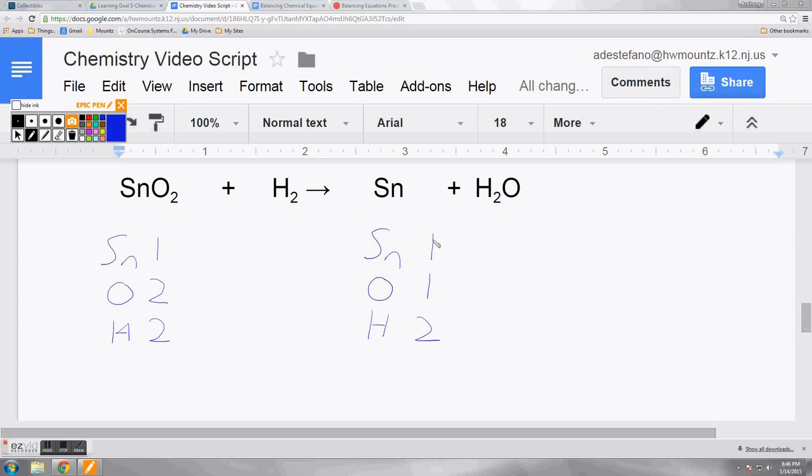So the only thing out of balance here is the oxygens, so let's start there. In the products we will add a 2 as a coefficient in front of the H2O, giving us 2 oxygens, but it does unbalance the hydrogen. So now we look at the reactants and we can see that adding a 2 in front of the H2 will give us 4 hydrogens, balancing the equation.